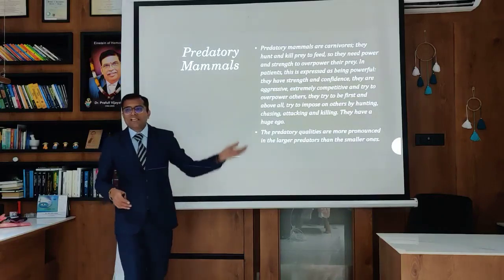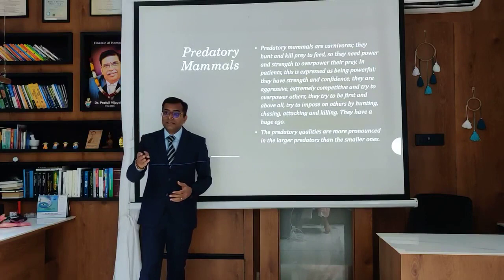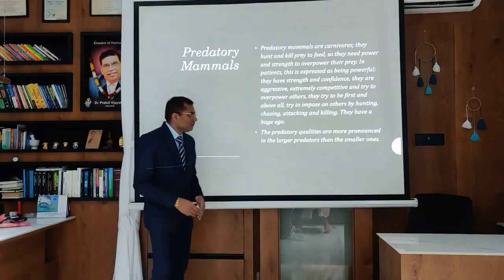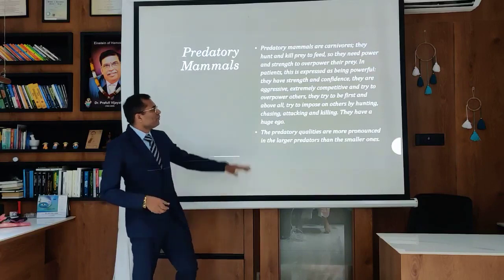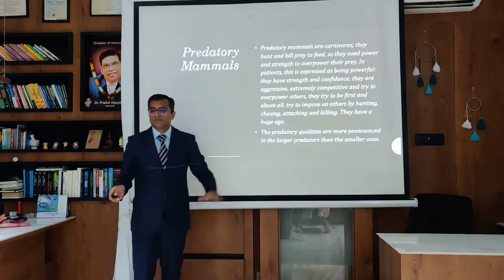So you have prescribed natrum mur, but you didn't get the result, but you find that this is something a mammalian remedy. You can think of this as lac delphinum. You can prescribe and you can get the result. So this is what we have seen. So the predatory qualities are more pronounced in the larger predator than the smaller.